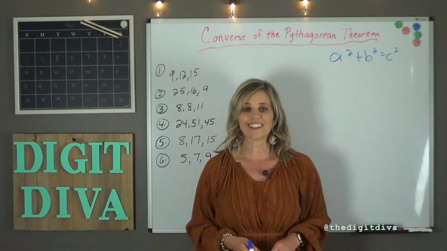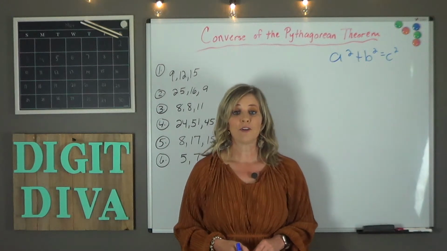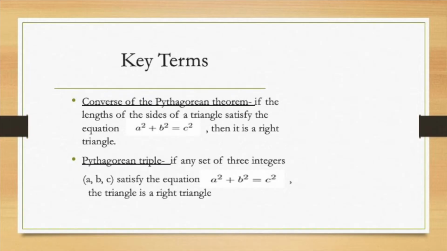Before we begin today's lesson, let's look at our key vocabulary words. Converse of the Pythagorean Theorem: if the lengths of the sides of a triangle satisfy the equation a squared plus b squared equals c squared, then it is a right triangle. Pythagorean triple: if any set of three integers, a, b, c, satisfy the equation a squared plus b squared equals c squared, the triangle is a right triangle.